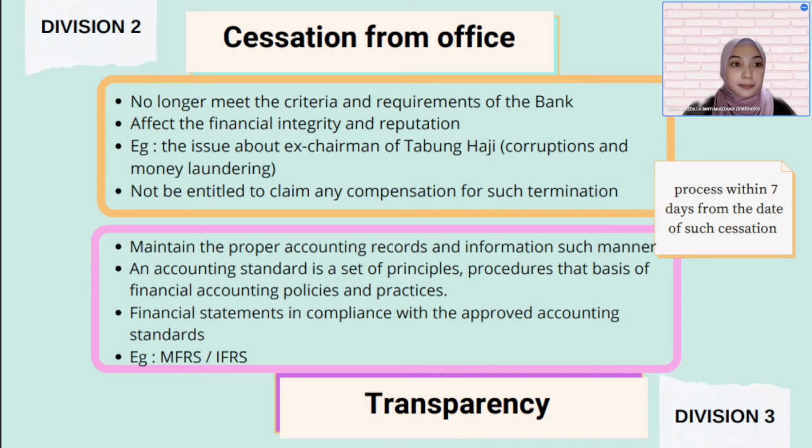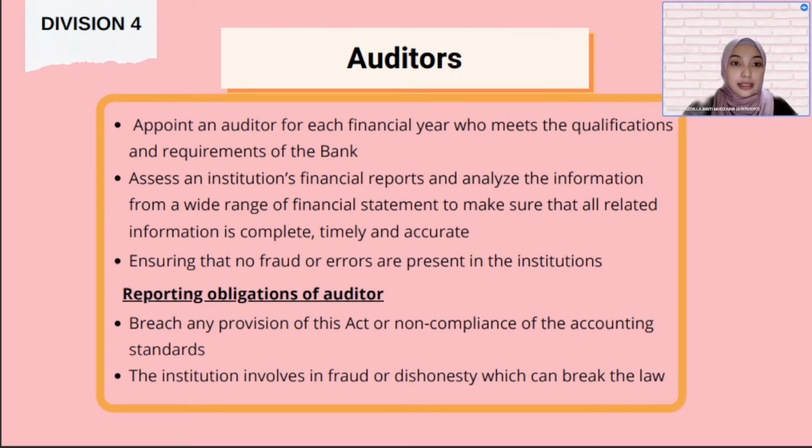Okay, next. Auditors in Division 4. Every institution shall appoint an auditor for each financial year who meets the qualifications and requirements of the bank. An auditor has to audit the financial statements, documents, and data of the financial institution by reviewing and summarizing them in a report in order to ensure they are in compliance with laws and accounting standards.